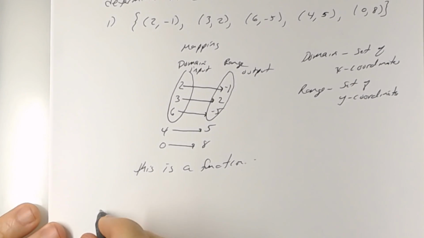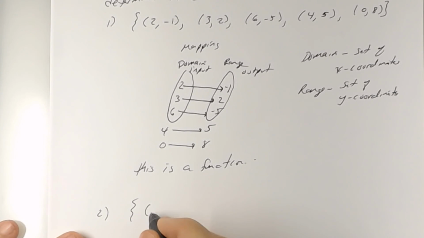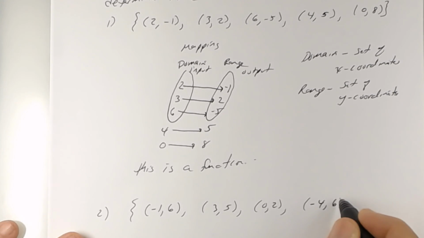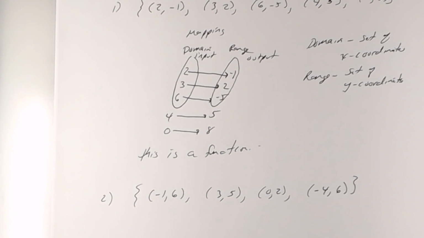All right, number 2, suppose you had this. Let's say you had -1, 6, 3, 5, 0, 2, -4, 6. Let's say that this relation had 4 points instead. So I need to determine if that's a function or not. So what do you think? Based on the definition, for each x coordinate, there's got to be one y coordinate. Is this a function, not a function? Okay, some of you say not a function, some of you say it is a function.